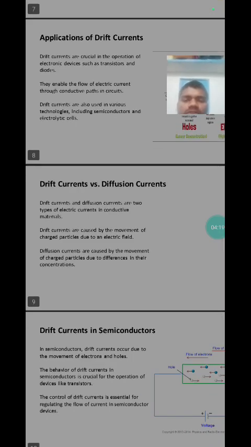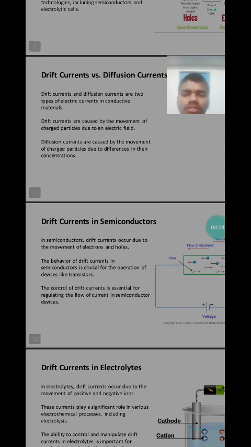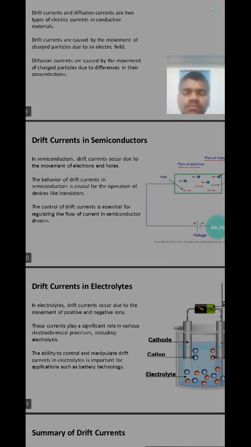Drift current versus diffusion current. Drift currents and diffusion currents are two types of electric currents in conductive material. Drift currents are caused by the movement of charged particles due to an electric field. Diffusion currents are caused by the movement of charged particles due to differences in their concentrations.